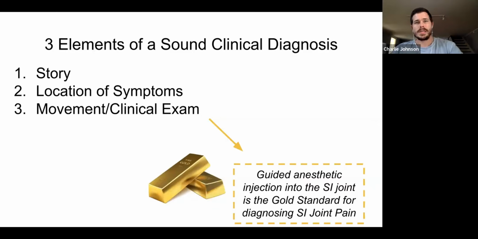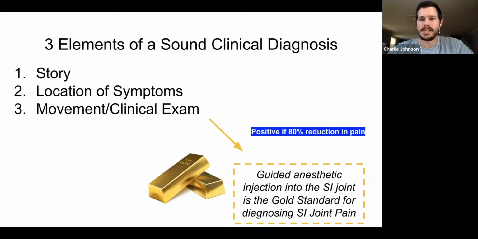And what's really cool is that this is what makes up a sound clinical diagnosis. But these things, as you'll see in the research, have been compared to the gold standard sort of medical diagnosis, which is a guided anesthetic injection into the SI joint. And that is sort of the best or cleanest or gold standard diagnostic criterion for saying you have SI joint pain. Again, the SI joint is considered to be the source of pain if you have at least an 80% reduction in your pain for as long as that anesthetic effect lasts.